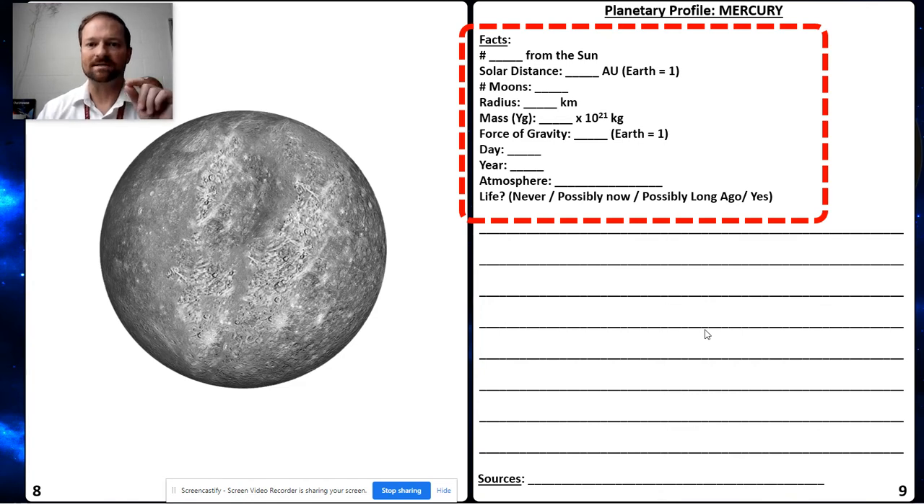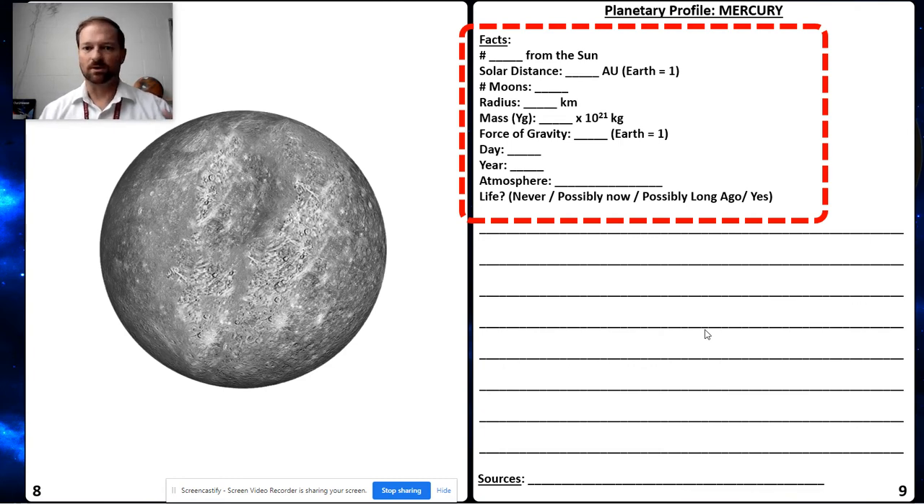Facts. Number what from the sun? Mercury, number 1 from the sun. Venus, number 2 from the sun. Earth, number 3 from the sun. And so on. You get the idea. Solar distance. How far is it away? Earth is 1 AU from the sun, average distance, right? So you're going to put, in Mercury's case, it's less than an AU, 0.3, 0.4, whatever you research, put the actual number of distance in AUs from the sun to Mercury. It's less than 1 AU because Mercury is closer to the sun than the Earth.